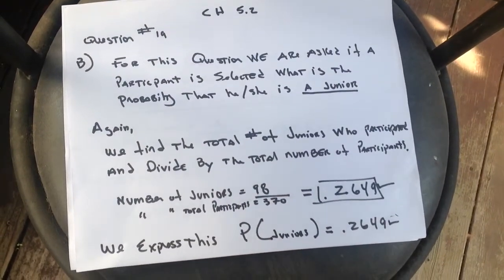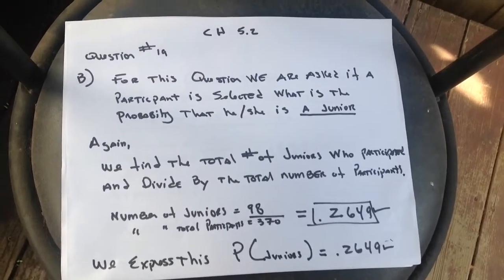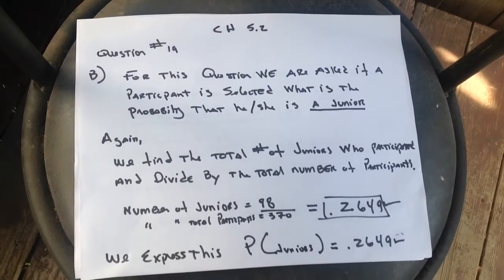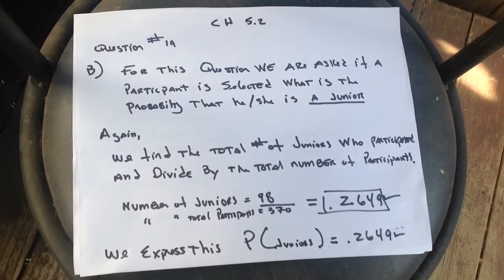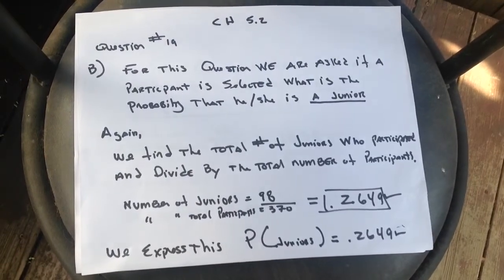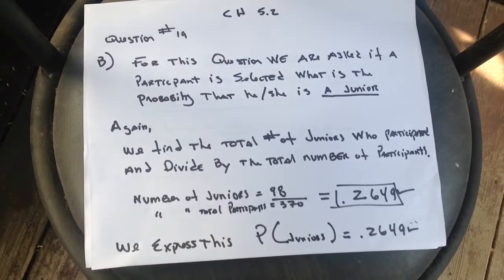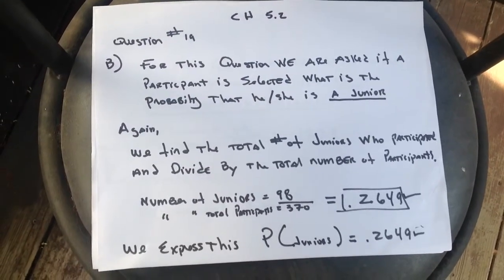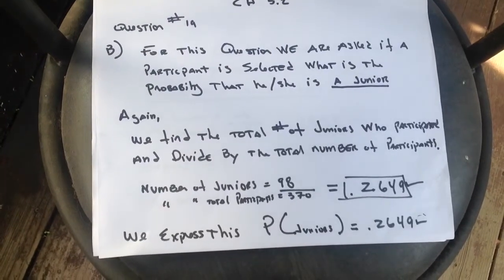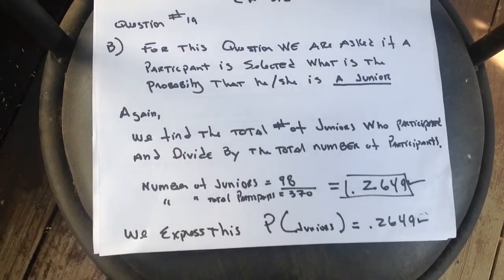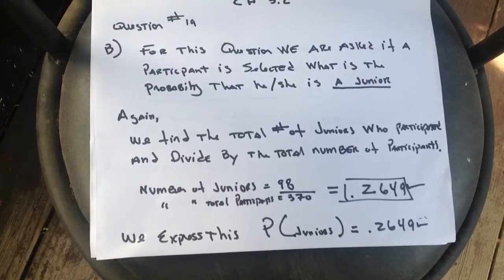Part B of this asks me, if a participant is selected, what is the probability that he or she is a junior? And again, we find the total number of juniors who participated, and I divided them by the total number of participants. I wrote down 98 for juniors, 370 for total participants, and arrived at 0.2649. After rounding, be careful. I expressed that as P(juniors) equals 0.2649.